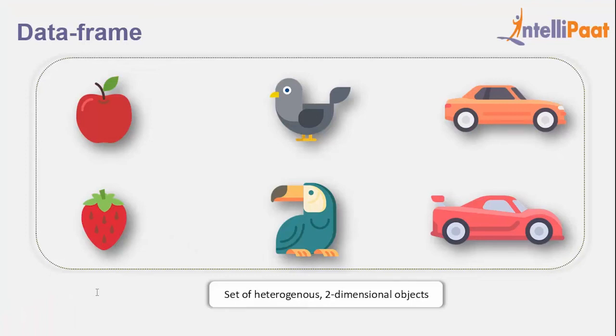Now it's time to learn the final data structure, which is a data frame. So a data frame is a heterogeneous collection of elements in two-dimensional space. So over here, the first column comprises of fruits, second column comprises of birds, and the third column comprises of cars. So time to head back to R and implement a data frame.